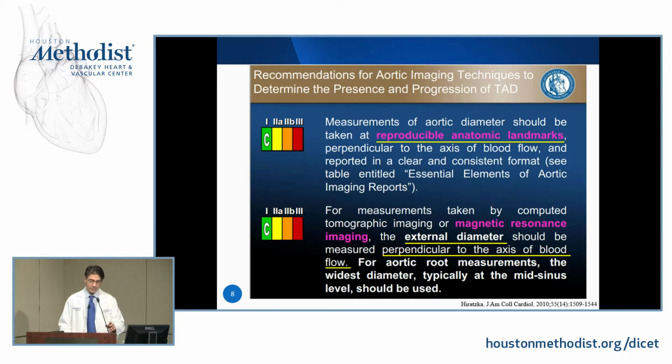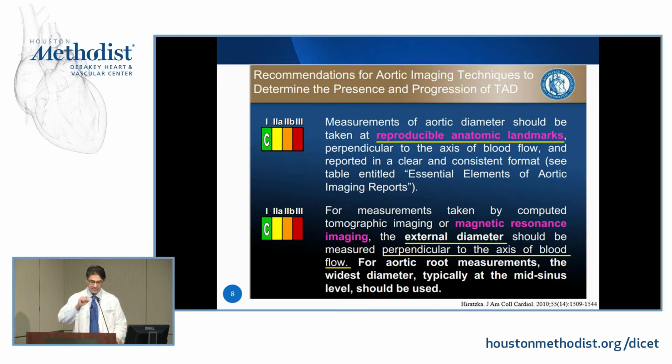Now, when it comes to recommendations of how you should do vascular imaging, it's very important that whenever we report measurements in our reports, we want to do them at reproducible anatomical landmarks. Those are the same landmarks I mentioned when I described to you the normal aorta. Next, it's also very clear how, with these two techniques, you should make measurements.